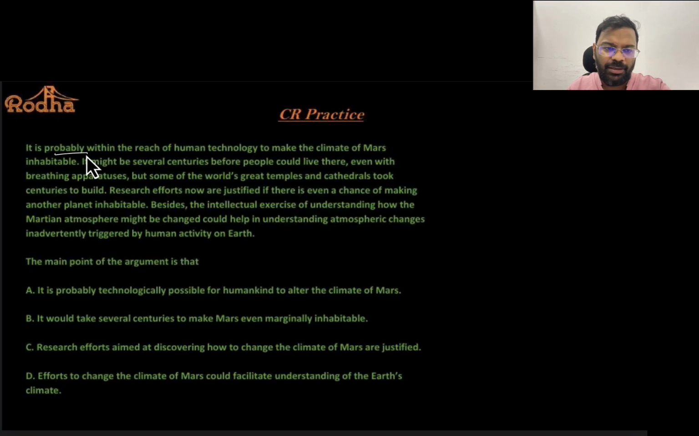It is probably within the reach of human technology to make the climate of Mars inhabitable. Probably, okay, maybe a claim coming out here.